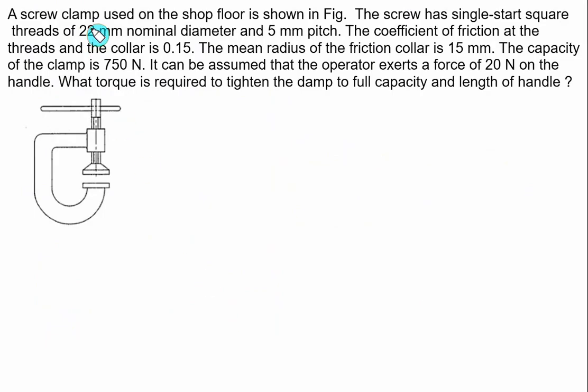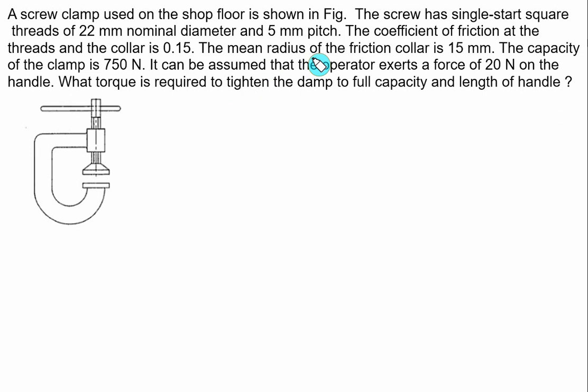A screw clamp used on the shop floor is as shown in figure. The screw has a single start square thread of 22 mm nominal diameter. That is, the value of D0 is given and the pitch is given. This time we have single start, so lead will be equal to pitch, equal to 5 mm. Coefficient of friction at the thread and collar both are equal to 0.15.